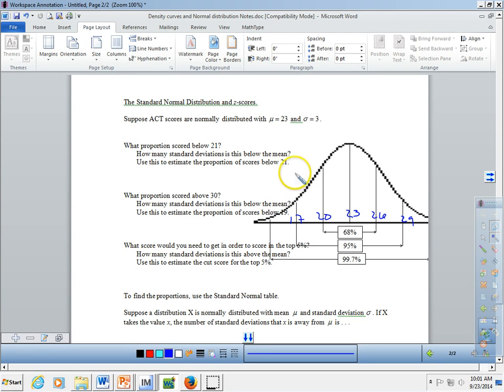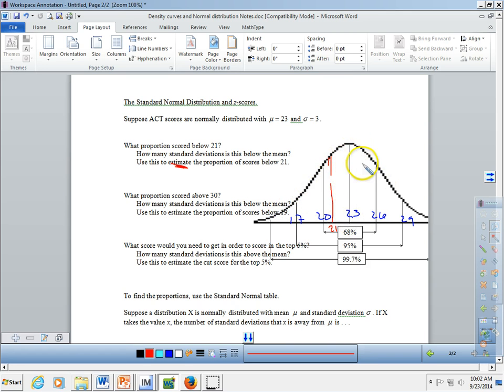The question today becomes, all right, what if I want to know what proportion of all test takers scored below a 21? Well, 21 is actually going to fall somewhere right in here, right? Which is not at a standard deviation. We don't have any idea what proportion of test takers scored in this area right here. It's not 68% anymore because we're not in between the first standard deviation. So if I want to know what proportion of test takers scored less than a 21, we could use the empirical rule to estimate this, right?